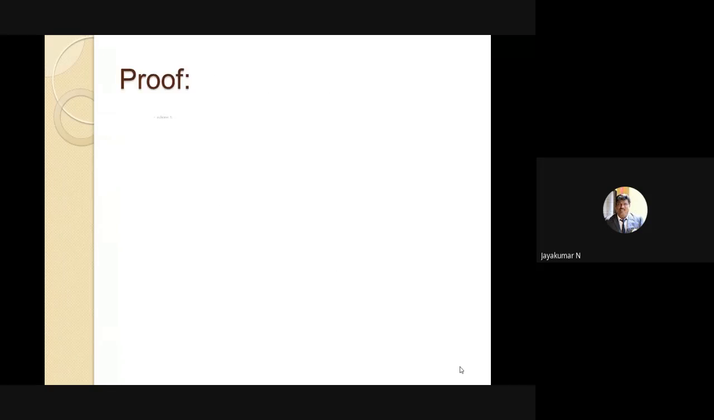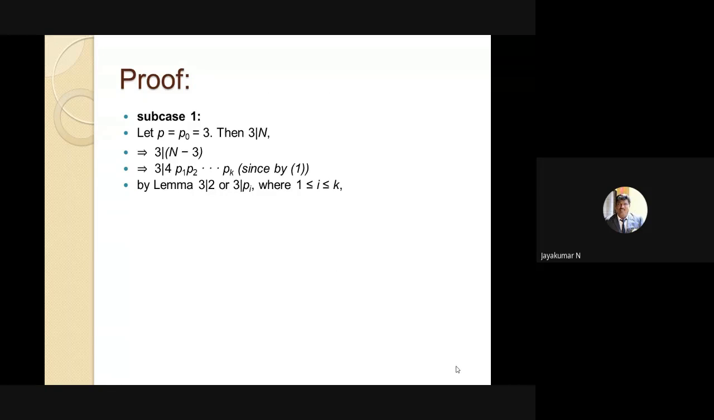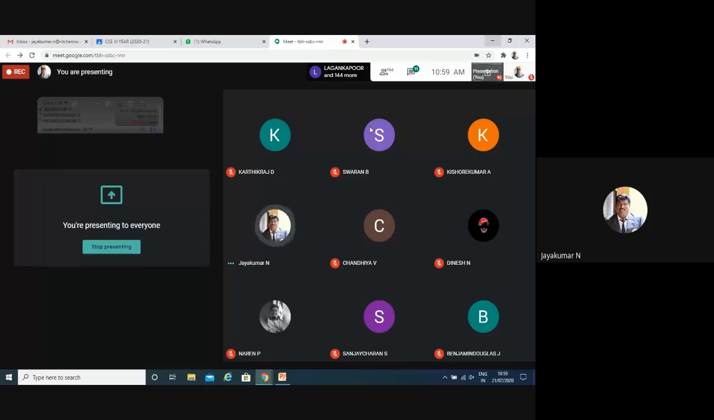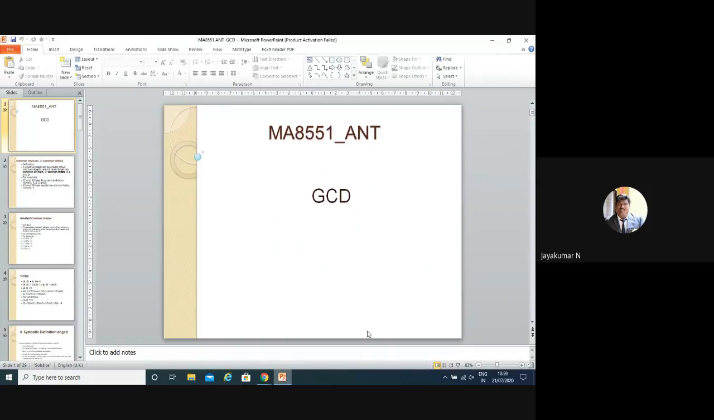This is an important theorem. Up to this, the topic is over, that is the fundamental theorem of arithmetic. Next, we move on to the next topic, that is GCD. GCD means greatest common divisor. Up to this, we covered 3 topics. The first topic is the division algorithm. The second topic which I covered is prime and composite numbers. The third topic is the fundamental theorem of arithmetic. The fourth topic is GCD, greatest common divisor.